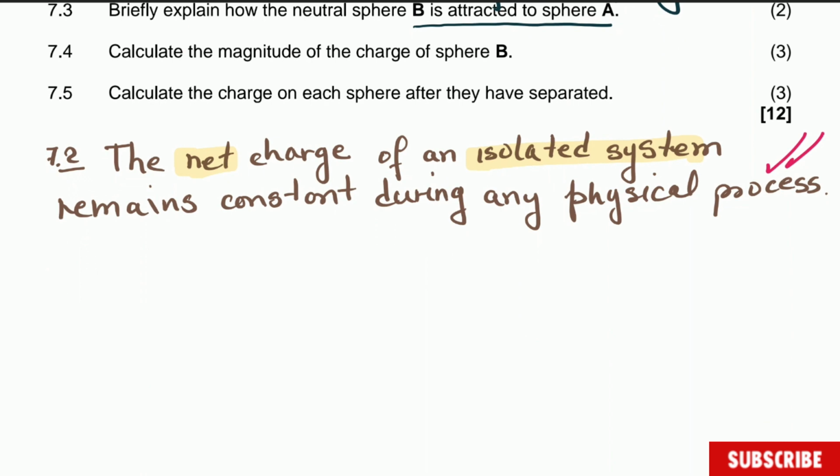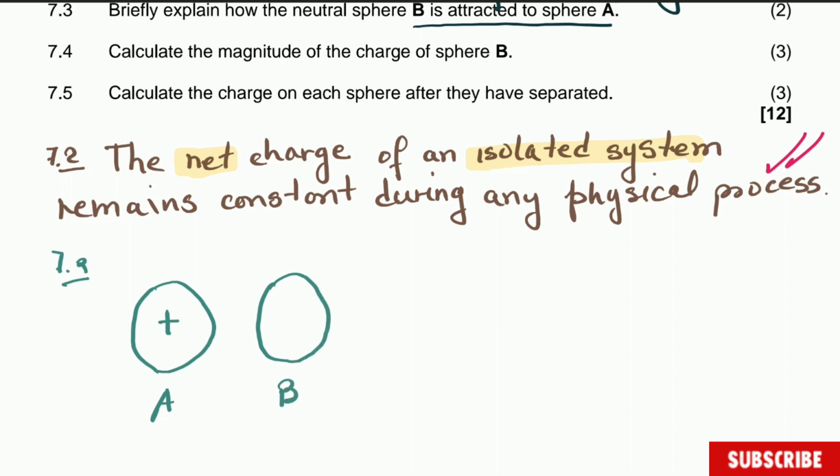What is actually happening then? Well, what is going to happen here for question 7.3 is polarization. This charge is a positive charge, and this one is sphere A, and sphere B is neutral, which means it doesn't have charge. So it's going to be polarized by charge A. In other words, the electrons are going to be moving towards this side here because of polarization.